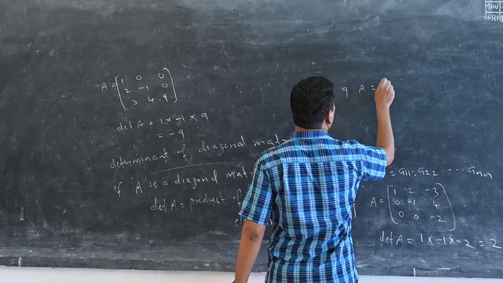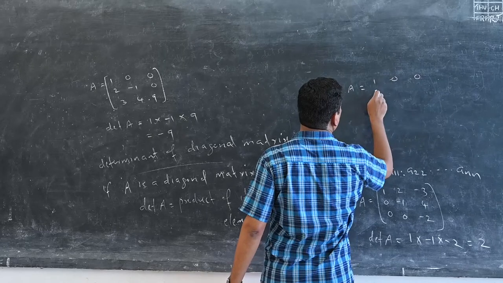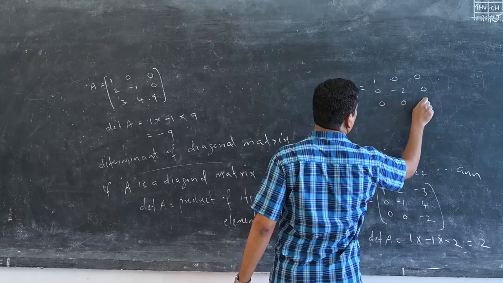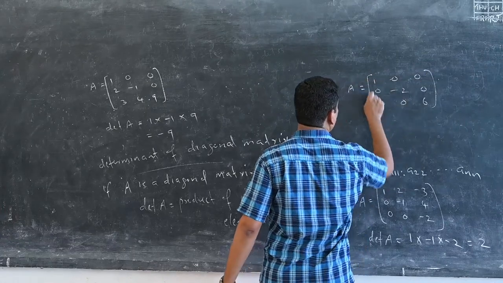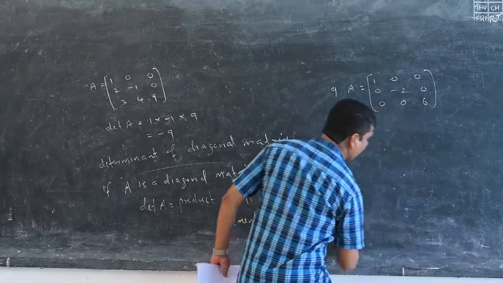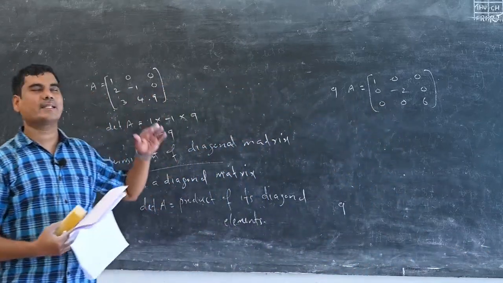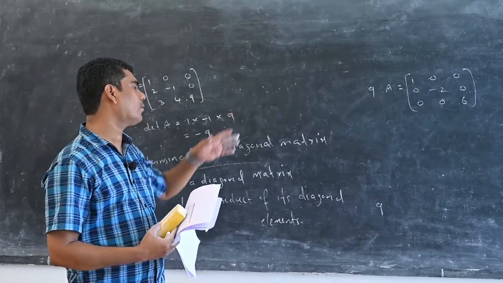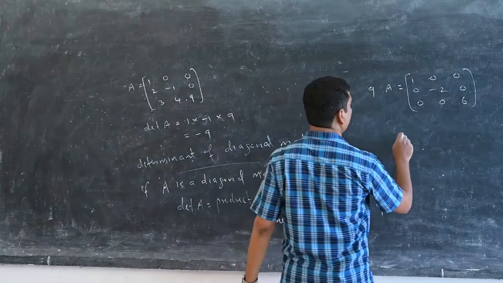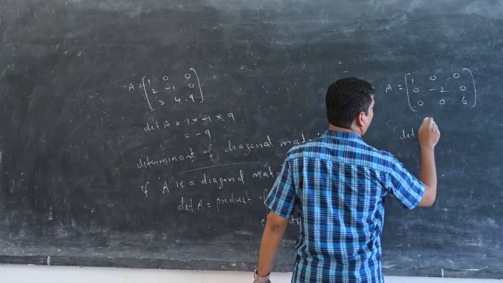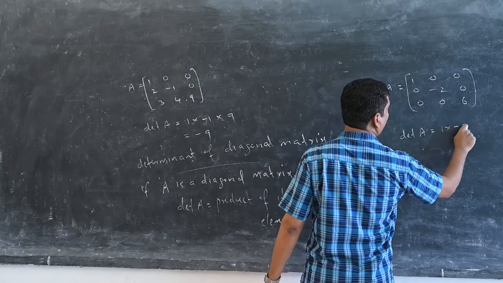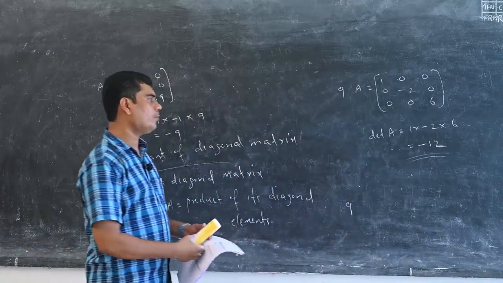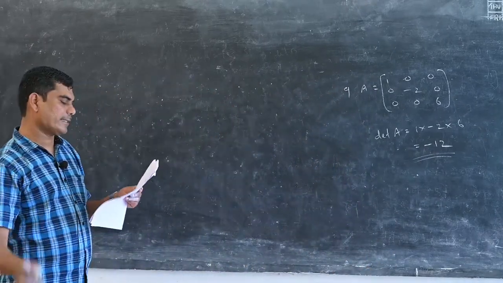Example, A is equal to the matrix with rows 1, 0, 0, then 0, minus 2, 0, then 0, 0, 6. So this is a diagonal matrix. All elements other than diagonals are zeros. So this is both upper triangular and lower triangular. So determinant A is equal to, multiply diagonal, 1 into minus 2 into 6, so determinant of A is equal to minus 12.